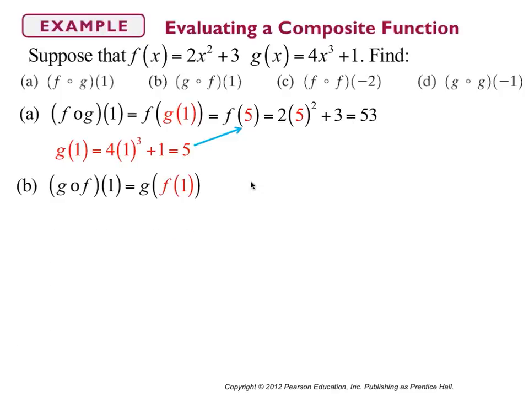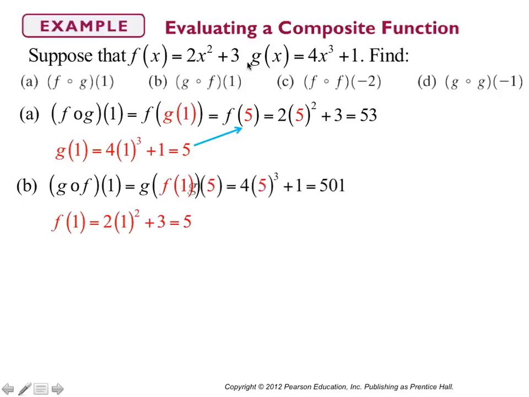g of f of 1 means that you're going to find f of 1. So we're going to plug 1 in for x. So 2 times 1 squared plus 3 gives us 5. And then we plug 5 in for x into g. So we have 4 times 5 cubed plus 1, which is 501.